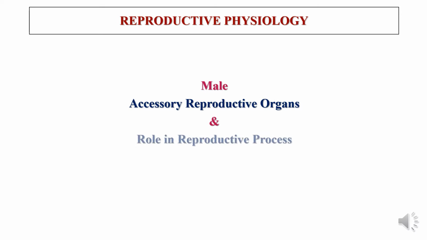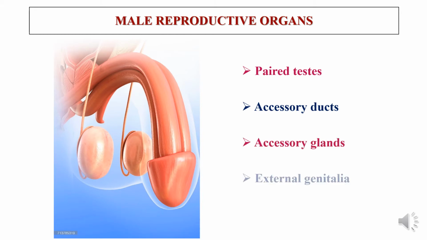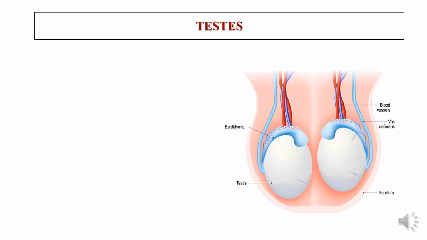In this class, we will be studying the male accessory reproductive organs and their role in the reproductive process. The male reproductive organs include paired testes, accessory ducts, accessory glands, and external genitalia. Testes. The male gonads are called testes.